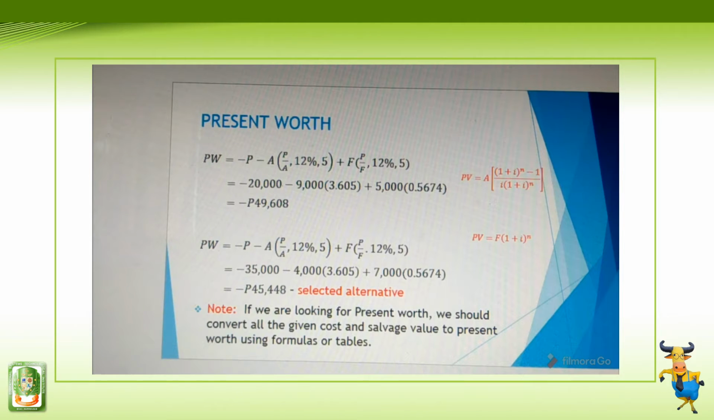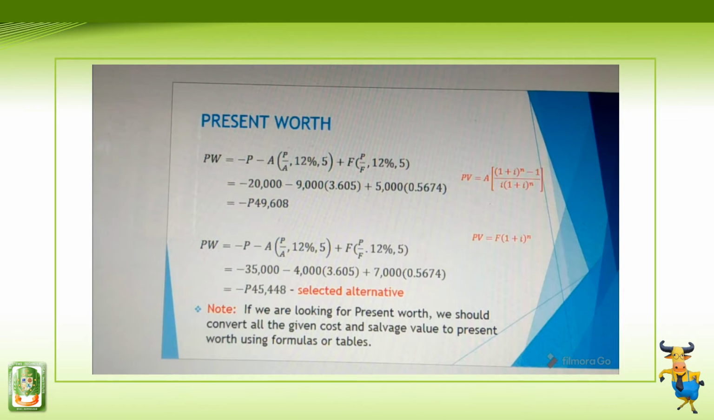Okay, so we have here a formula for present worth when it comes to an annuity. So, PW is equal to A multiplied by the quantity (1 plus i) raised to N minus 1, divided by i multiplied by (1 plus i) raised to N. Now, if the given has a future value, then PV is equal to F multiplied by the quantity (1 plus i) raised to negative N. We can also make use of the compound interest tables.